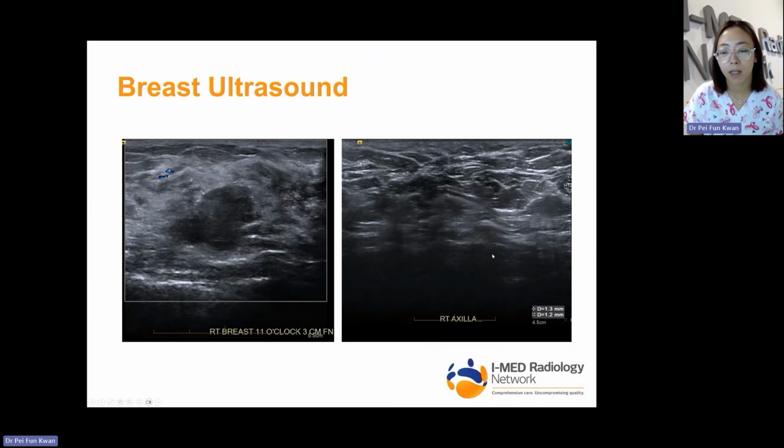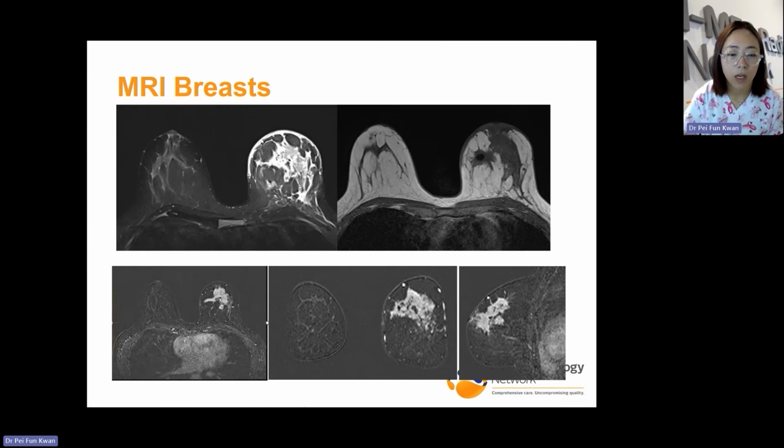And we can see the right axilla quite well, and can assess the cortex of the lymph node. If the lymph node has lost its fatty hilum or has a thick cortex, then it is abnormal, and we would also sample that.